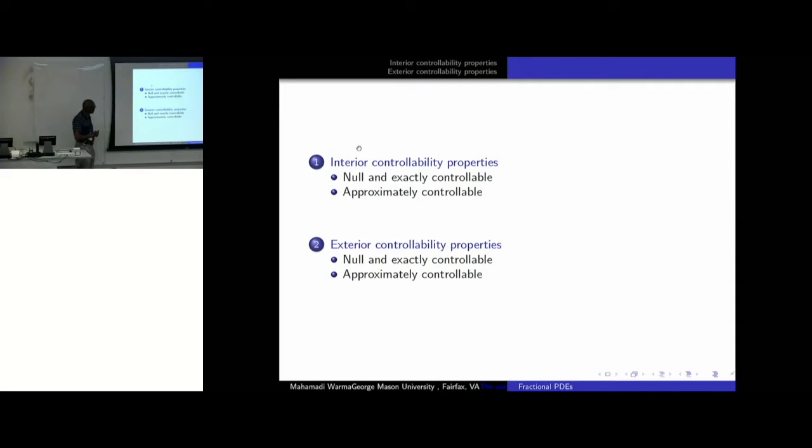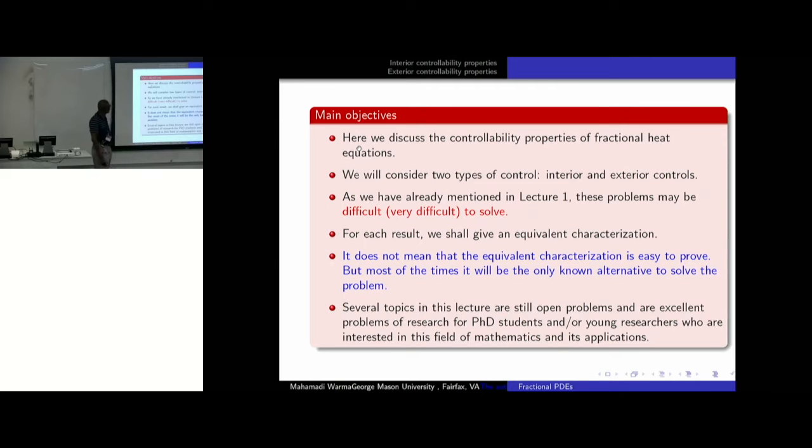Then we will talk about interior control and exterior control. For interior control, our control is inside the domain where we have our PDE, and for exterior control, our control will be outside where we have our PDE. Then we will discuss the controllability of fractional PDE, considering the two types of control, the interior control and the exterior control.